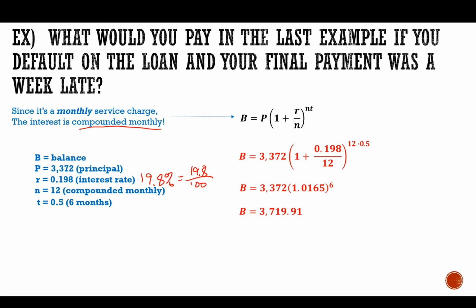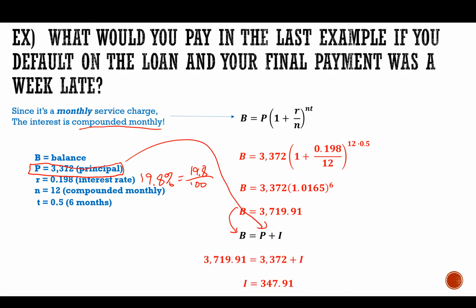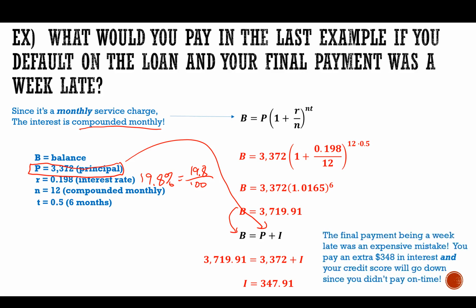So that's how much you would pay total, but remember, this is the amount right here that was actually borrowed. So yes, you pay $3,719.91, but you borrowed $3,372. So if you want to know how much you actually paid in interest, take this balance, plug it in, take this principal, plug it in, solve for the I, the interest, and you end up paying $347.91. All right, so pretty expensive mistake here, right? Because you paid basically an extra $348 in interest.